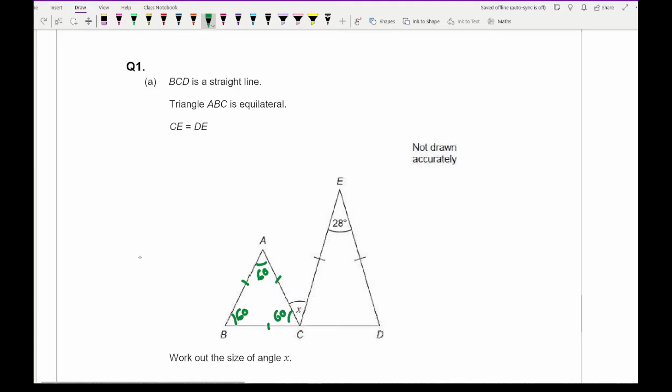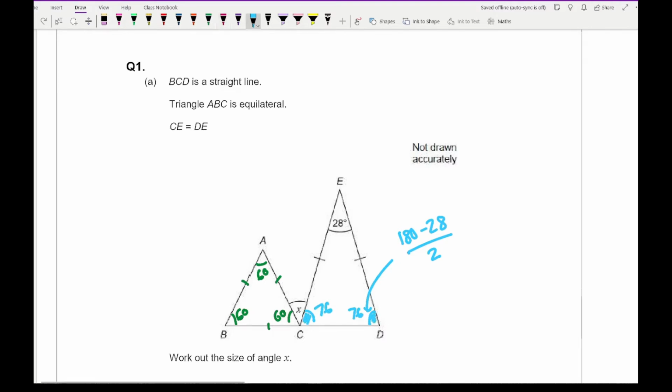Now if triangle CDE is an isosceles triangle, then this angle here is going to be the same as this angle here. Now to work out what this angle here is going to be, I do 180 minus 28, divided by 2. If I simply work that out, 180 minus 28 is 152, divide that by 2, and I get an answer of 76. So that angle there is 76, and so is this angle.